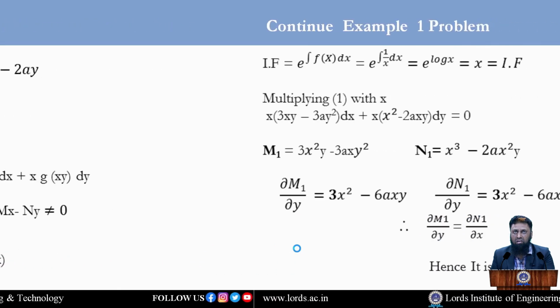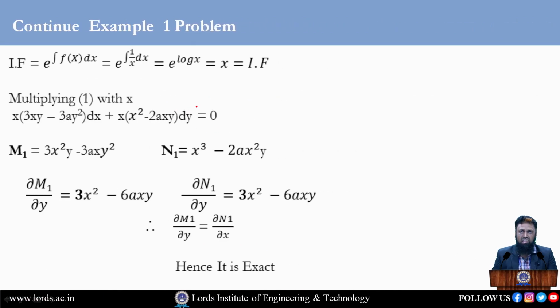Then we go to the integrating factor formula. Integrating factor e power integral of f(x) dx. So the f(x) value is 1 by x dx. The integration of 1 by x by the formula is log x. So e power log x becomes x, so the integrating factor you get is x. Now multiply this integrating factor with the given equation. So multiplying by x, you get M1 equal to 3x square y minus 3axy square, and multiplying with x, N1 is also 3x cube minus 2ax square y.